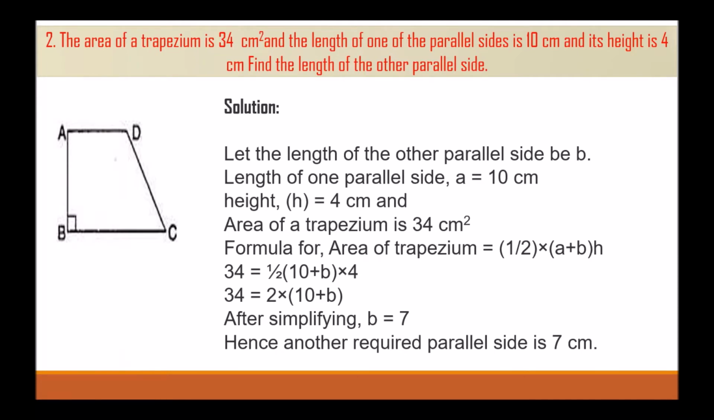So the formula is area of trapezium equals half into (A plus B) into H. So 34 equals half into (10 plus B) into 4. We can cut this 2 and 4, we will get 2. So 34 equals 2 into (10 plus B). We can take this 2 down. So 34 upon 2, that is 17, and then we will minus this 10 from 17. So we will get B as 7. Hence the other required parallel side is 7 cm.